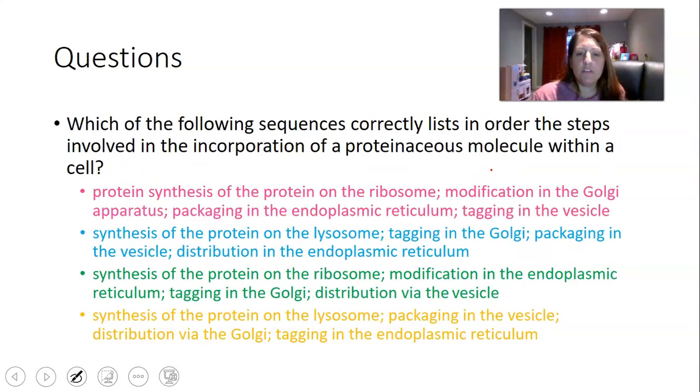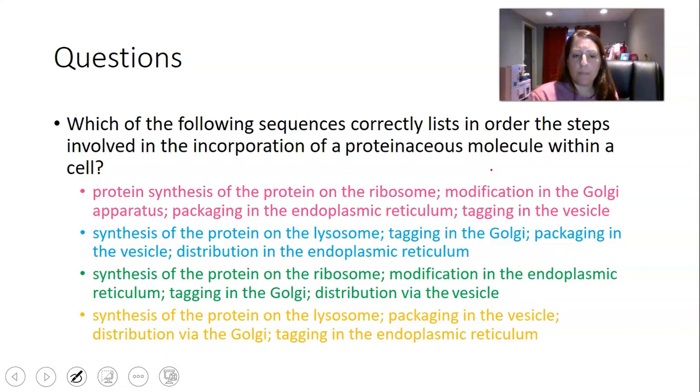Okay, which of the following sequences correctly lists the order of the steps involved in the incorporation of a proteinaceous molecule within a cell? Oof, that's a lot of words. Okay, so which sequence is the steps? So let's look here. So in pink, protein synthesis of a protein on the ribosome, modification in the Golgi, packaging in the endoplasmic reticulum, tagging in the vesicle. So is that the order?